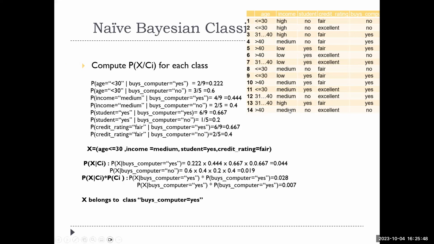So let's first do this. What is the probability of buys? My class, right? Class is buys. And what is the probability of buys yes? The probability of buys no. These are my classes. What is the probability of buying a computer from this data set?